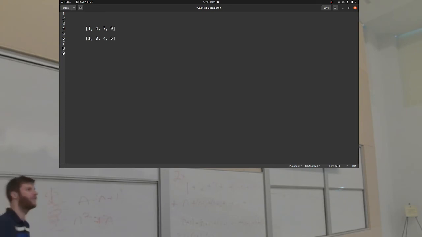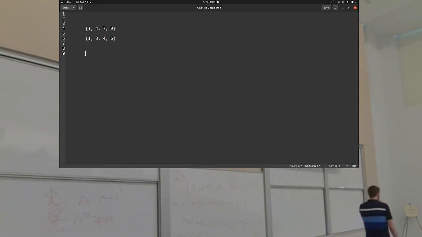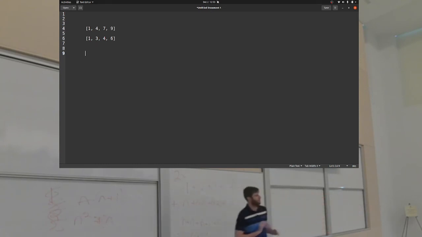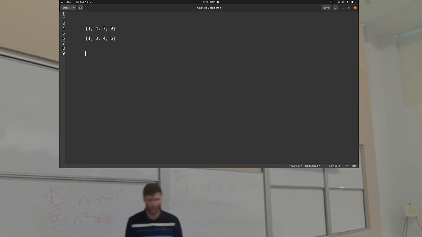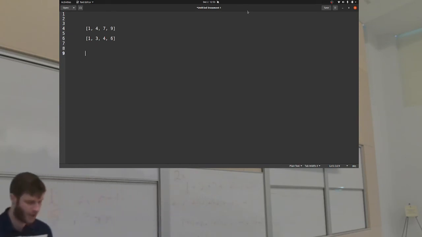If I have two sorted lists, it's really easy to merge two sorted lists into a bigger sorted list. Here's how you do it. And I'm going to explain it, but I'm willing to bet you could reason about this pretty easily yourself.